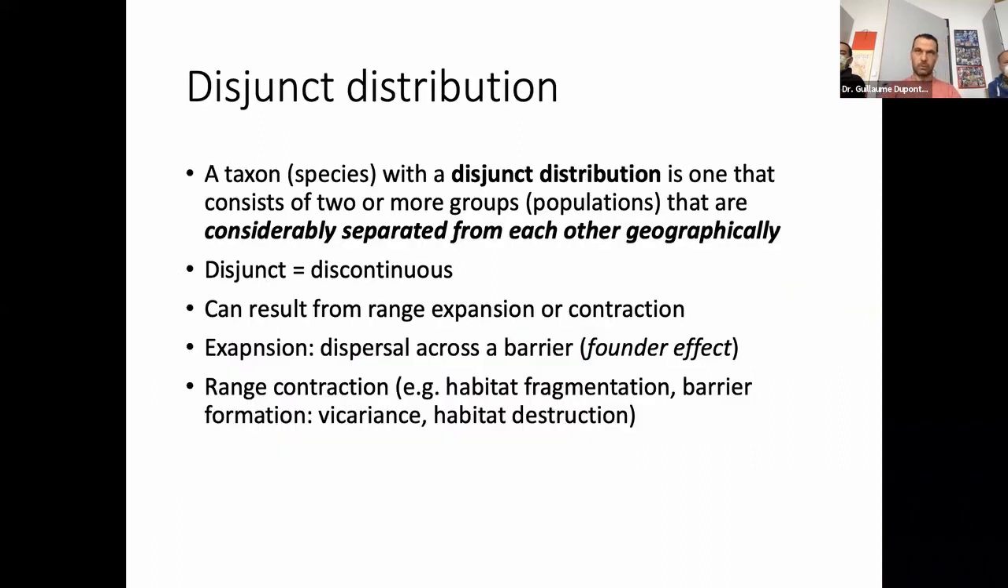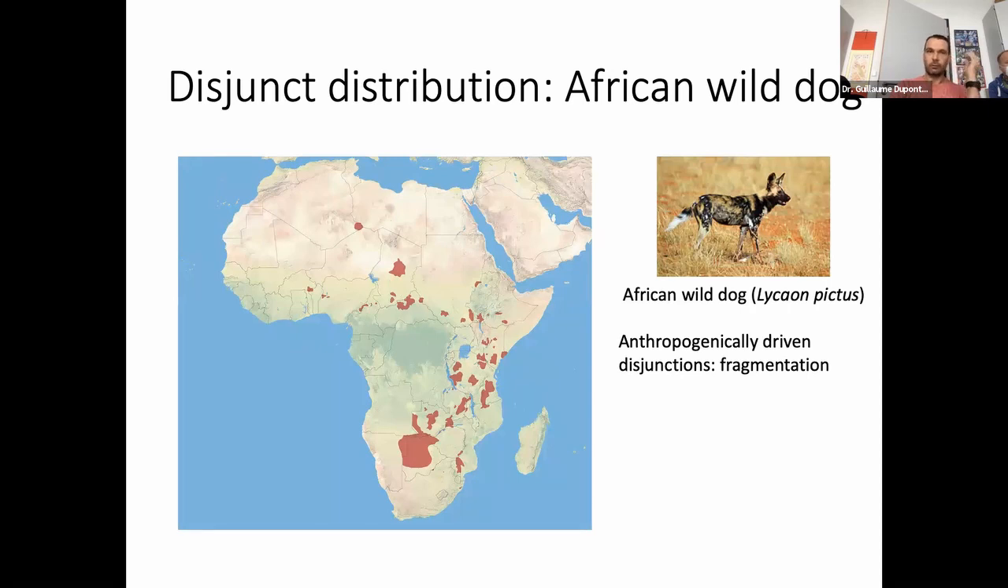So disjunct distributions consist of two or more separated groups. It simply means that the range is discontinuous, and it can result from either range expansion or contraction. So expansion would be that population or individuals migrate off and found a new population elsewhere, founder effect. So they cross a barrier, for instance, and then they start to form. Then you have a disjunct range. It can also occur when the range contracts and gets separated by, for instance, the formation of a mountain range within a range of species. It can also happen if we destroy habitat by cutting a forest apart.